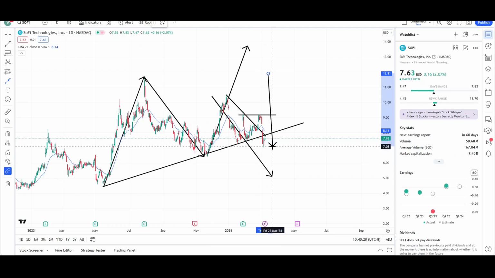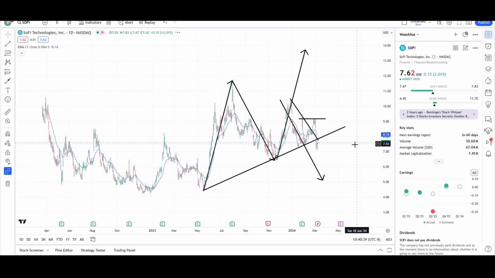We need to see a break below the 7s. It'll probably be entering the 6s, and I don't think that 6 is going to hold as support at the mid $6 level. Good chance it can probably even fall lower. So that's how I'm looking at SoFi Technologies.